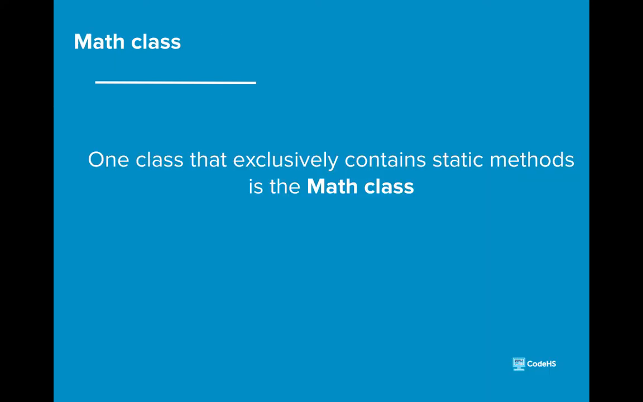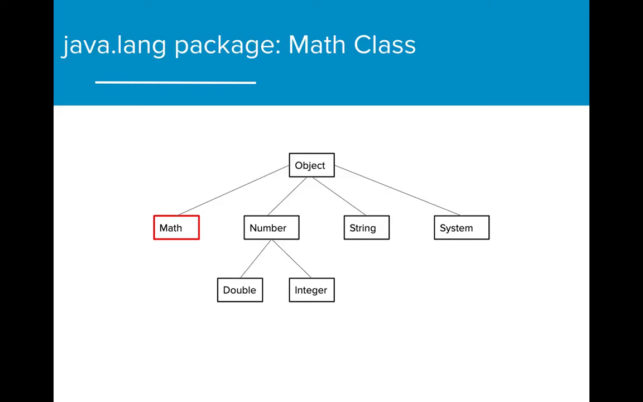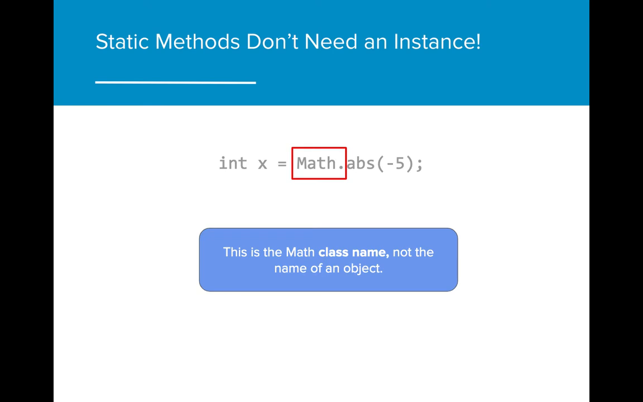One class that exclusively contains static methods is the Math class. The java.lang Math class contains static methods for performing basic numeric operations, such as the elementary exponential, logarithm, square root, and trigonometric functions. The Math class is part of the java.lang package. This diagram shows a small part of the java.lang package, which we have covered in this unit. The java.lang package provides classes that are fundamental to the design of the Java programming language. The Math class contains only static methods.